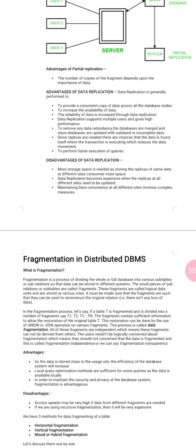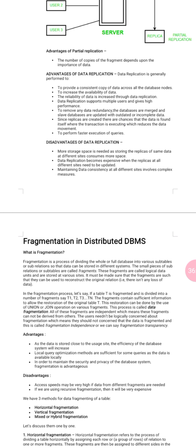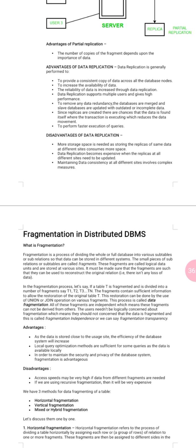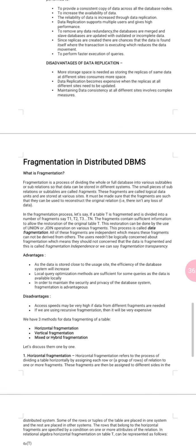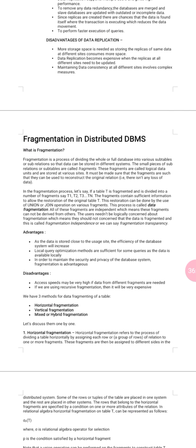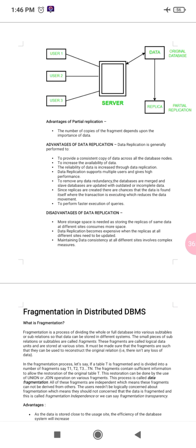The databases are merged and slave databases are updated with outdated or incomplete data. Since replicas are created, the data is found where the transaction is executing, which reduces the data movement. Next is to perform faster execution of queries. These are the different advantages of data replication, right?